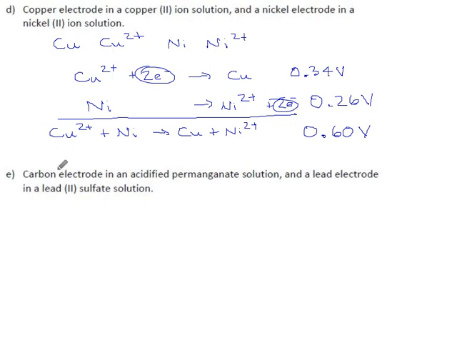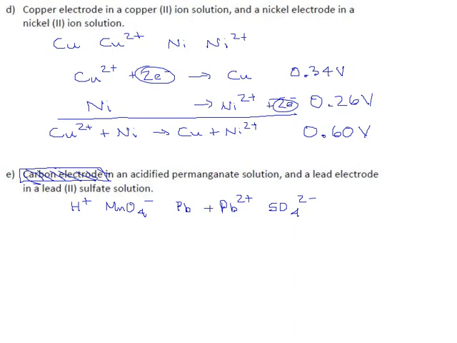Okay, last one. Carbon electrode. Carbon is inert, so it doesn't do anything, so ignore it. Is in acid permanganate. There we go. And then we have lead and lead 2 and sulfate.